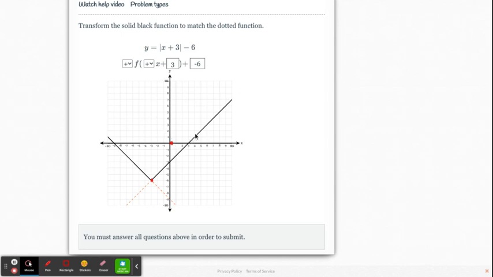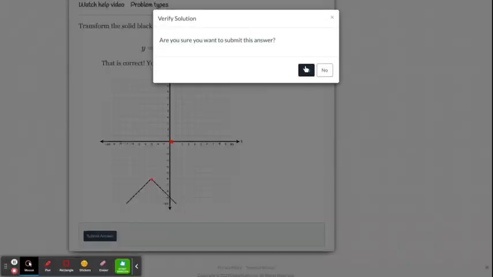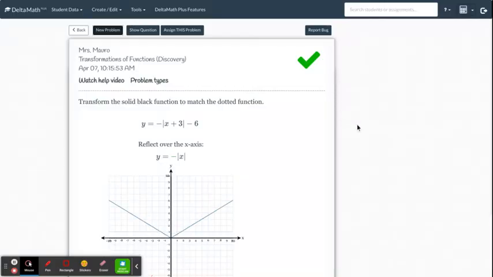Now the last thing is this absolute value, this V shape needs to flip over. So that means the Y values are getting negated. So out here in front of the entire thing, I'm going to put a negative. And once you've got it, then it gives you your equation. Cool. And now you can submit it. So I think this is pretty cool in that you can make mistakes and see what happens when you put in either the wrong number or a number in a different spot.